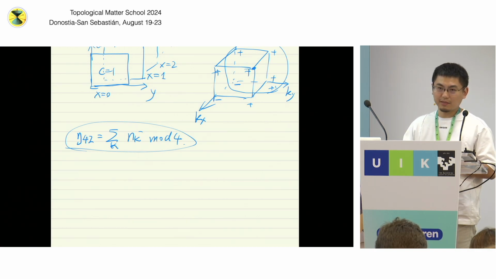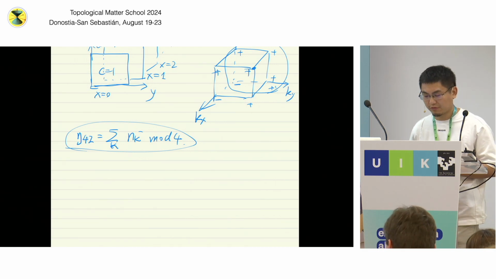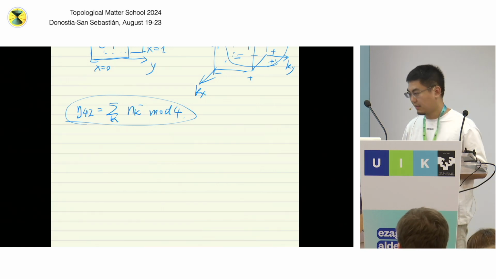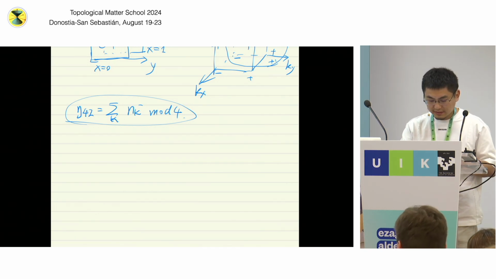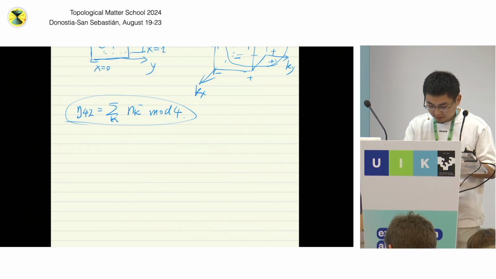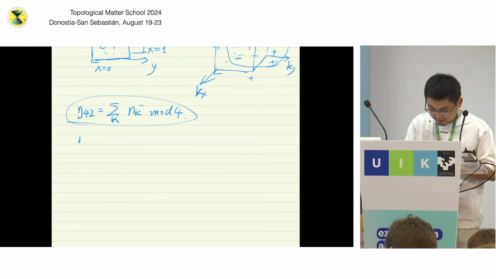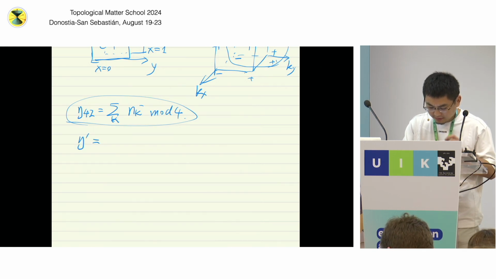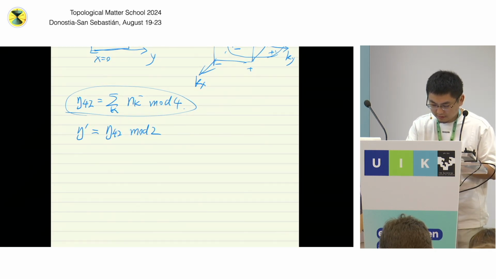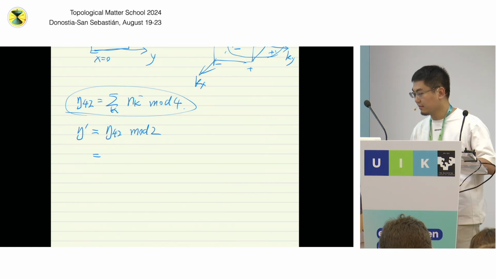This situation never happens in non-magnetic materials or in the space groups with time reversal. But if we consider magnetic space groups, this indeed happens. And this eta 4i is just an example. So now let's consider eta prime, defined as eta 4i mod 2. Let's further mod this eta 4i indicator, and let's see how we can understand this indicator.